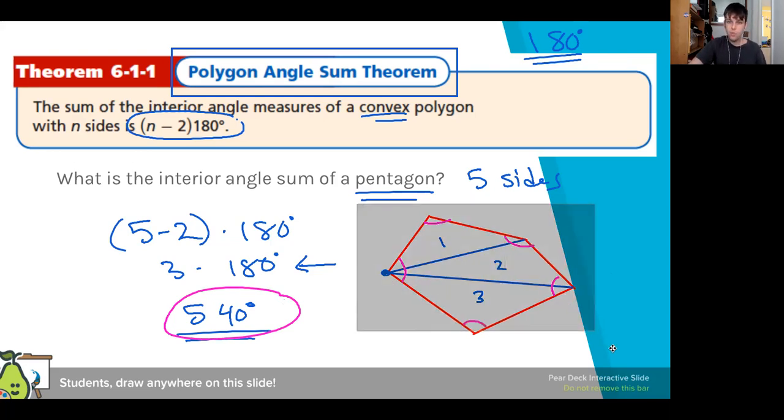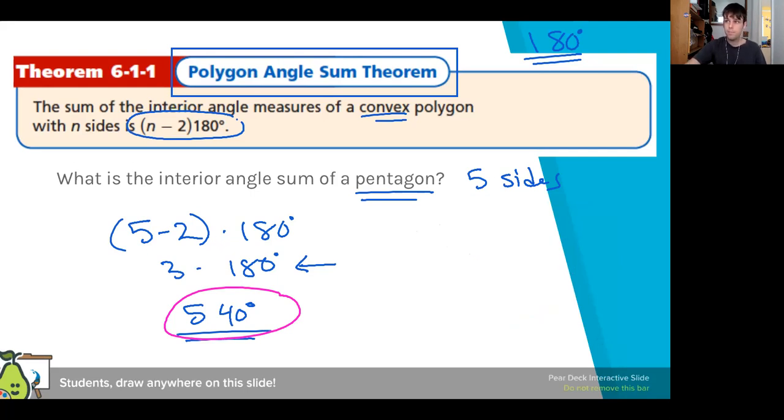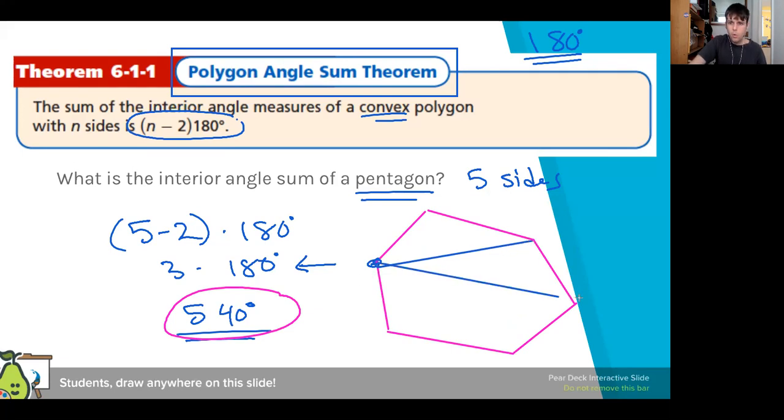Let's just quickly look at just another shape. Let's go with more sides. Let's go with a hexagon. 1, 2, 3, 5, 6. It has to do with, it doesn't matter where I draw my vertex, that when I have a hexagon, so a pentagon, I was able to split it into 3 triangles. This hexagon, I'm going to be able to split it into 4 triangles. I will always be able to split my figure into 2 less triangles than there are sides.